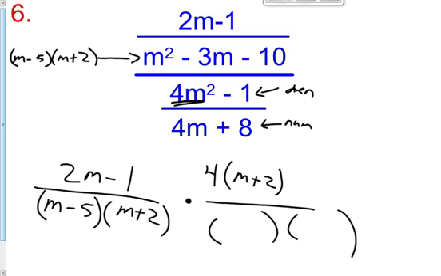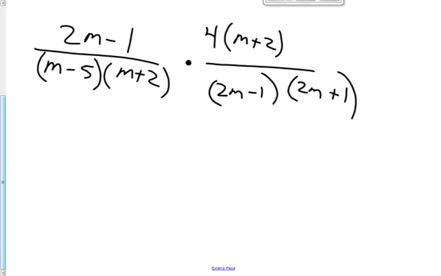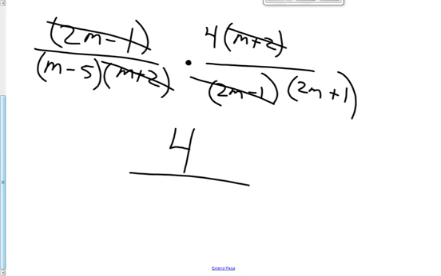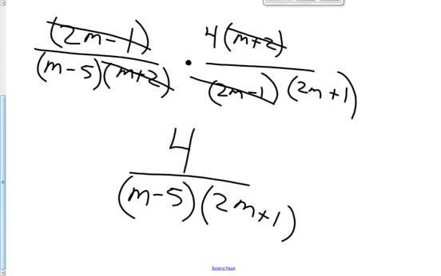So you're going to factor this one down like this. This is 2m times 2m. And this is a -1 times a +1. Okay, now you're ready to reduce if possible. So you have a factor of a 2m minus 1 and a factor of a 2m minus 1. You have a factor of an m plus 2 and you have a factor of an m plus 2. That's all the reducing that I see. So in the numerator, you're left with a 4. In the denominator, you have 2 factors that are both binomials. One is m minus 5 and the other is 2m plus 1. 4 divided by m minus 5 times the quantity 2m plus 1.